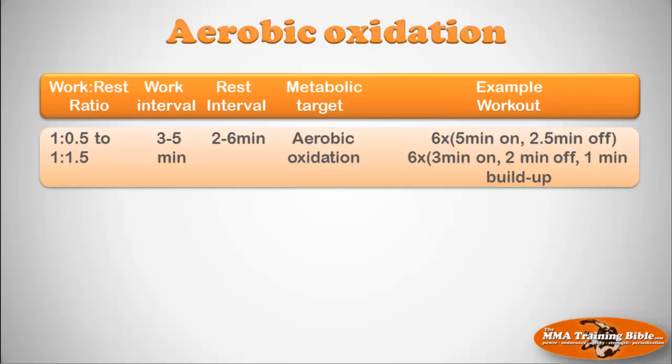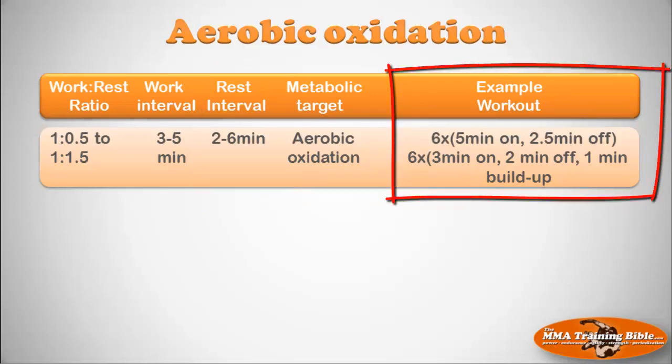So the aerobic energy system is the most important in mixed martial arts, and when you want to target it, you should be using work to rest ratios that range from 1 to 0.5 to 1 to 1.5. A typical work interval length is going to be 3 to 5 minutes long. So that means that you're setting your watch for 3 to 5 minutes, and then you're just running or rowing or whatever it is for that period of time. And then you're going to take a rest interval immediately thereafter of 2 to 6 minutes long. And again, the metabolic target here is going to be aerobic oxidation.